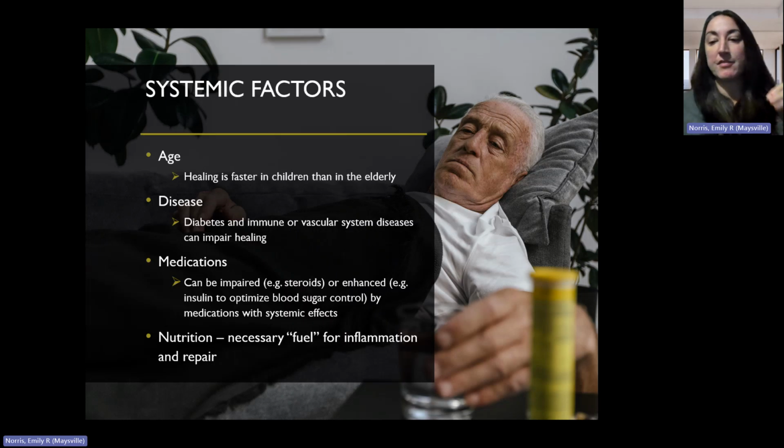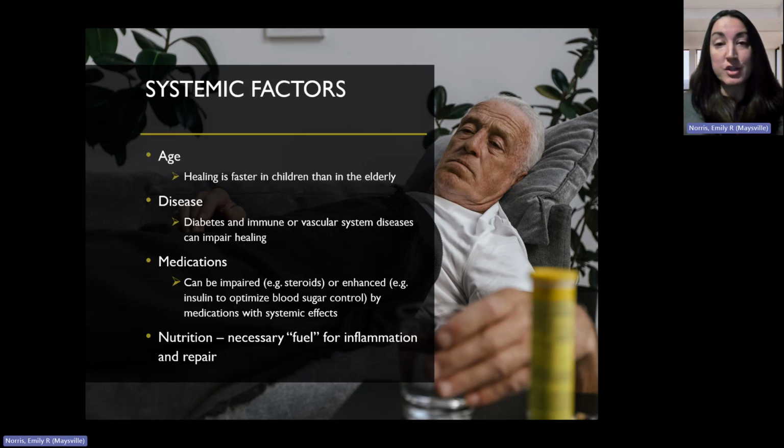Some systemic factors that affect healing are your age. The younger you are, the faster you heal. The older you are, the slower you heal. Disease processes like diabetes, or any type of blood disorder or impairment, could slow down the healing process. Certain medications speed up healing. Some of them slow down healing, depending on what they're doing to your body.